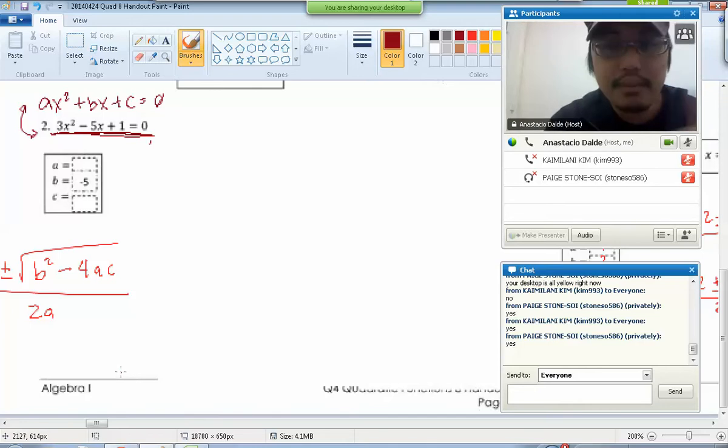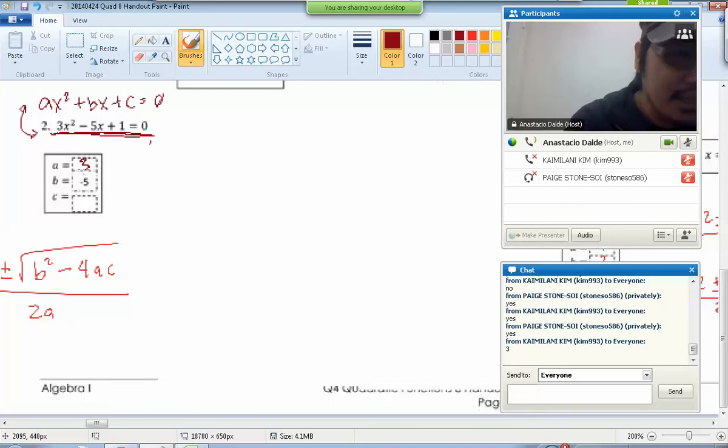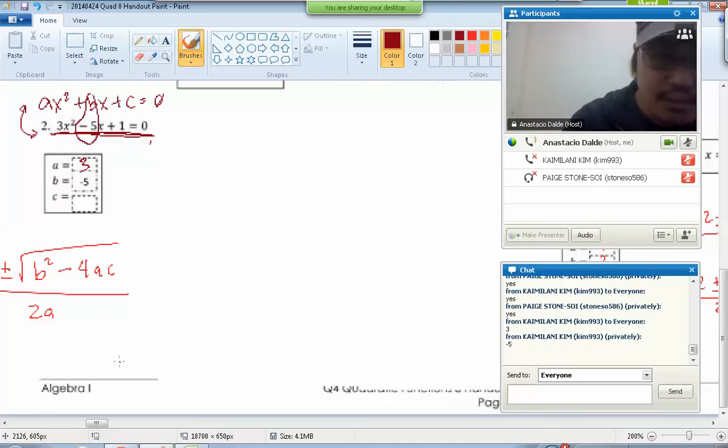It's the number in front of the x squared term. There we go, 3. Rhymes with tree. All right, what about the b? What does the b have to be? If you compare this b to this one right here. Negative 5, exactly. There we go.